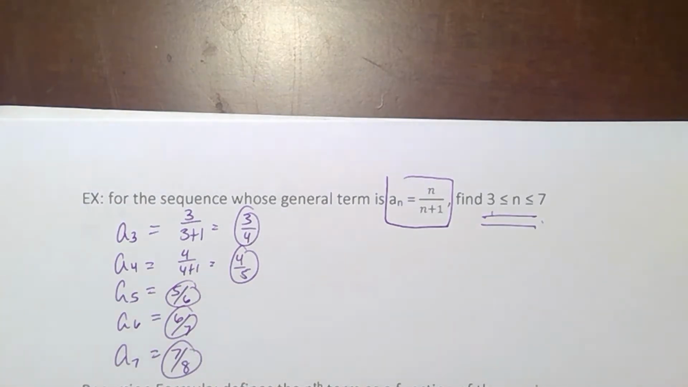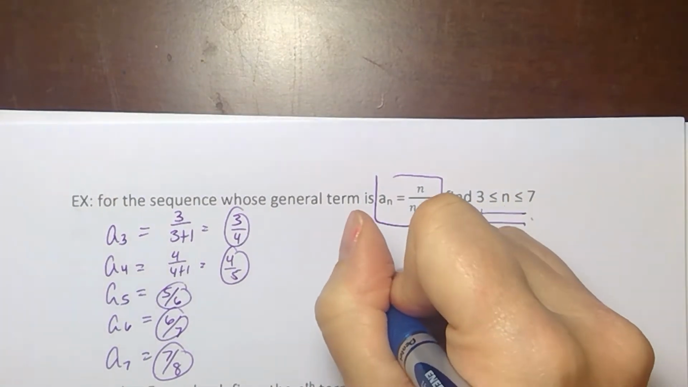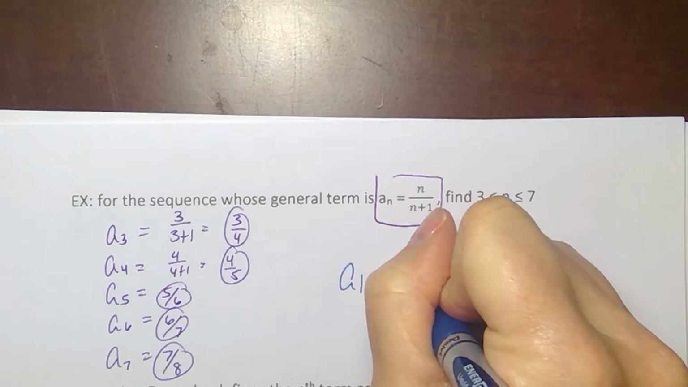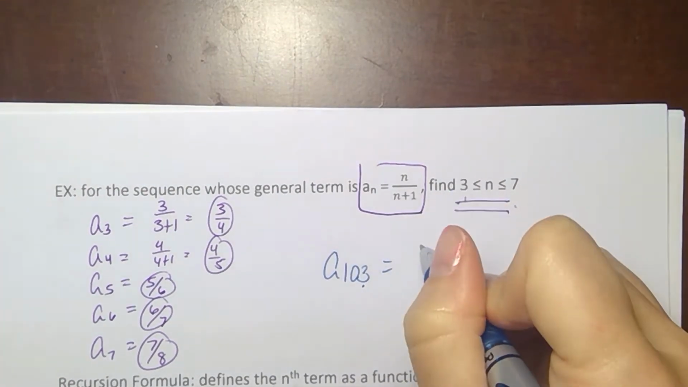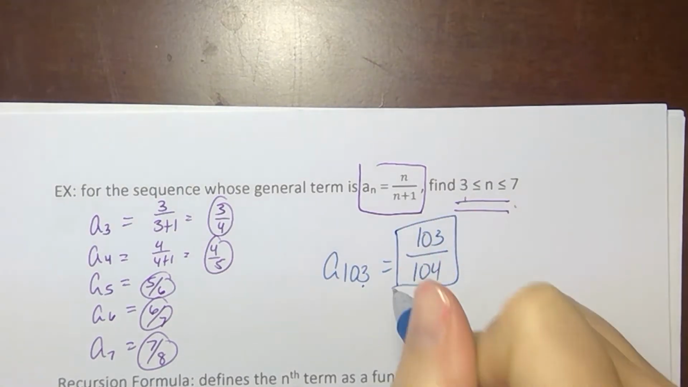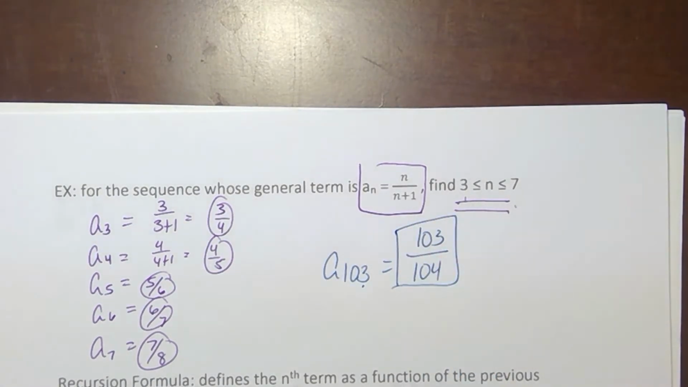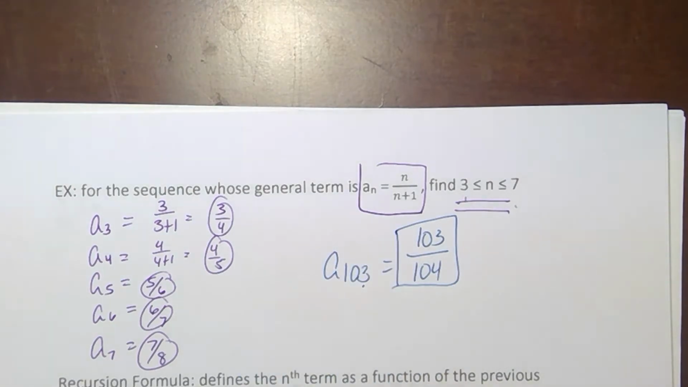Now, I don't have to go in order. I could ask you to give me the 103rd term, and you'd say, okay, well, this is n. That would be n over n plus 1. The 103rd term would be 103 over 104, because it follows this pattern. It doesn't matter which term I'm asked for. I can just go find it.